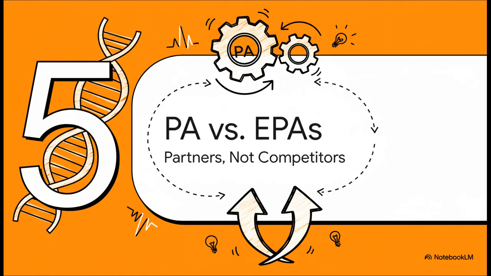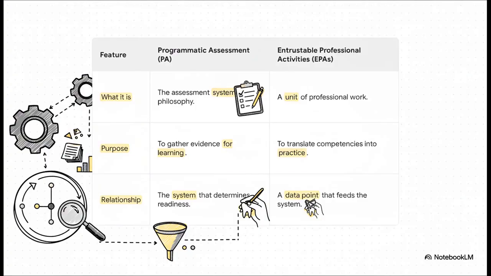Okay, last big topic. And this is a really common point of confusion, so let's take a minute to clear it up. Where do Entrustable Professional Activities, or EPAs, fit into this picture? Are they the same thing? Are they competing ideas? The good news is the relationship is actually very simple. They're partners. Let's break this down.